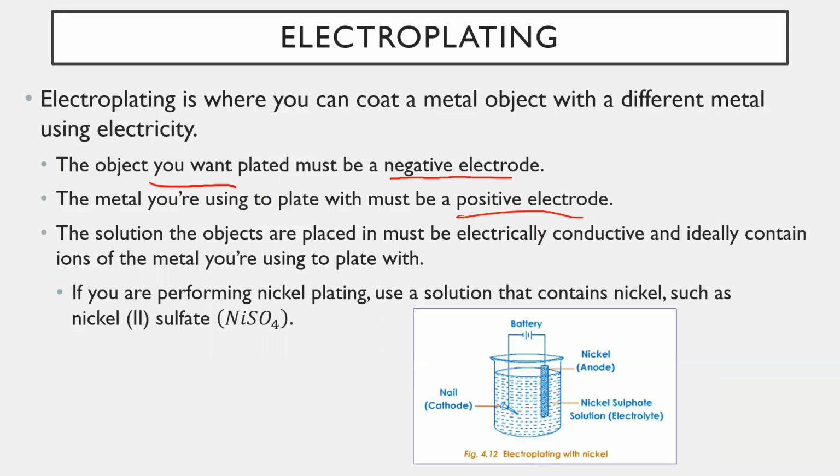So the solution as well, the electrolyte solution that you have these things dipped in, should ideally contain the ions of the metal you're using to plate with. So for instance, in this picture, they're using a nickel piece of metal on their positive end, because remember the long bar means positive and the short bar means negative on the battery. So the positive end, of course, is hooked up to your nickel. You're going to use nickel to plate this. It looks like a nail down there. Oh, it is a nail. It says right there. They're going to plate this nail with nickel.